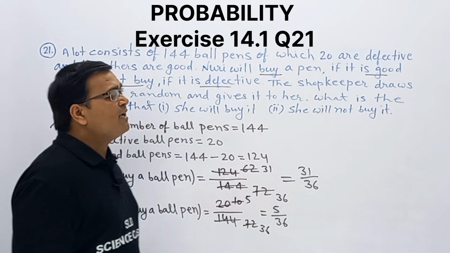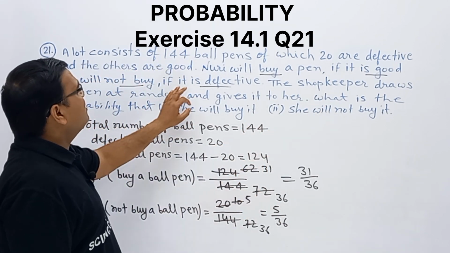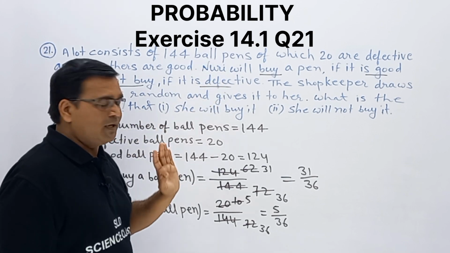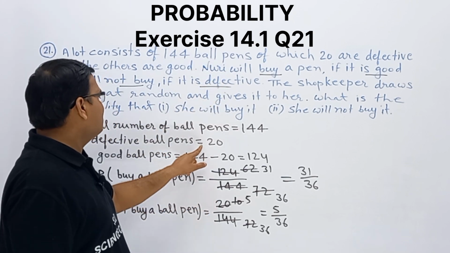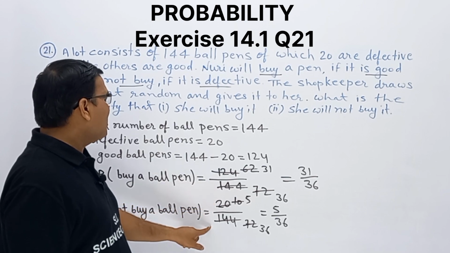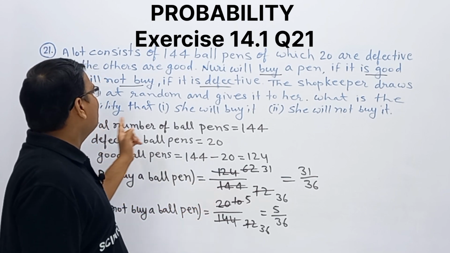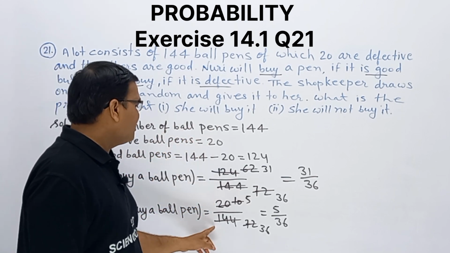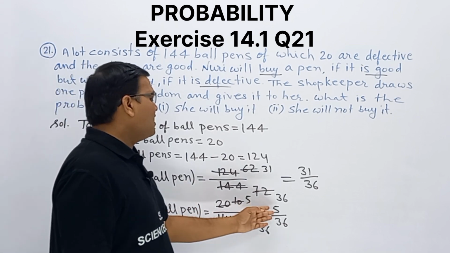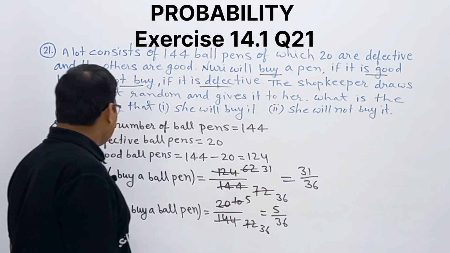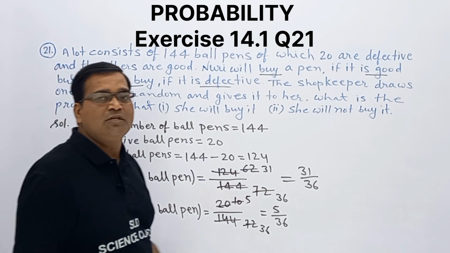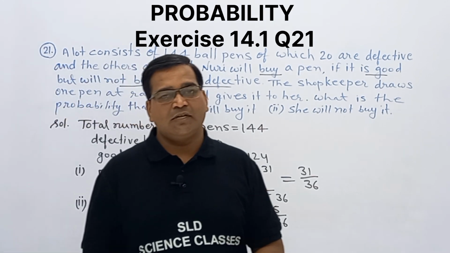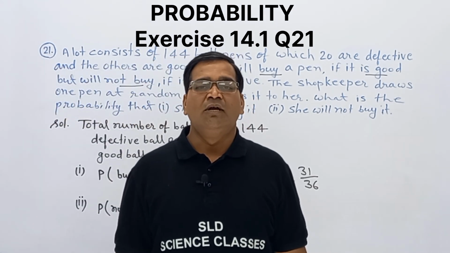Now she will not buy it. When she will not buy a ball pen? Once it is a defective one. It means number of favorable outcomes will be defective ball pens. So 20 divided by total possible outcomes, in which we use the total number of ball pens, 144. Once we solve, we are getting 5 upon 36. This will be the required probability of not buying a ball pen. Simple question. I hope you understand this question. That's all about this question. Thank you so much.